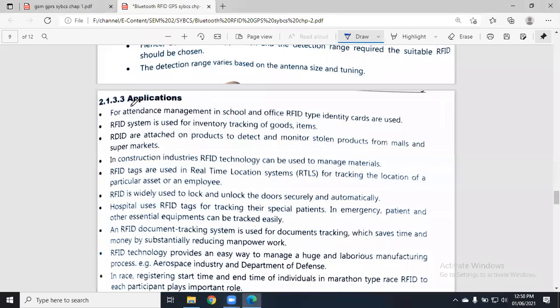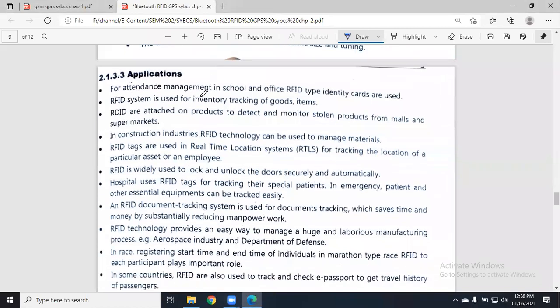Anyways, moving forward, the applications of RFID. For attendance management in a school or office, RFID type identity cards are used. So if you want to make an attendance manager, in schools or in offices, you can just have this kind of RFID type card.